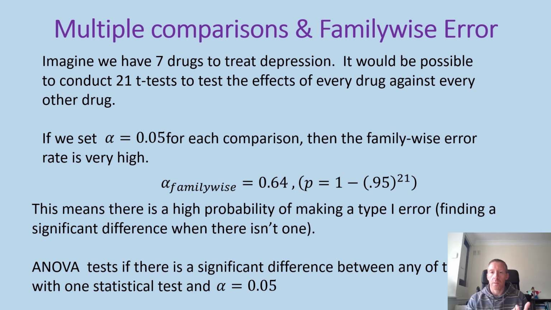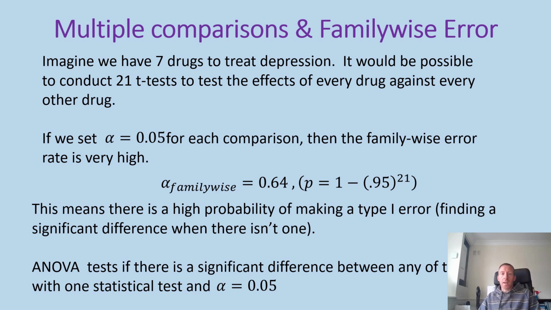So the complement of our 0.05 threshold, so there's the sort of 95% level, raised to how many tests we're doing. The formula is p equals 1 minus, and then in brackets, 0.05's complement, the opposite probability to our alpha criterion, 0.05, raised to the power 21, the 21 tests we're doing to compare these 7 drugs. If you do the calculation, you get a family-wise error rate of 0.64. So a 64% chance of making a type 1 error, a 64% chance of finding a significant difference even though there isn't one.